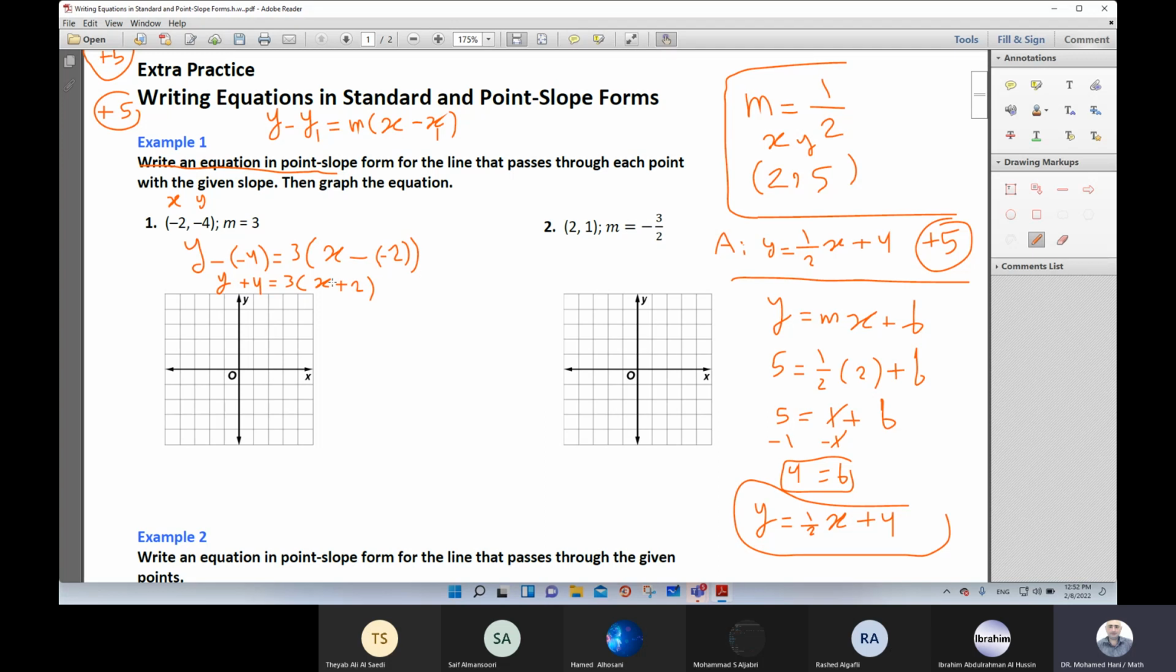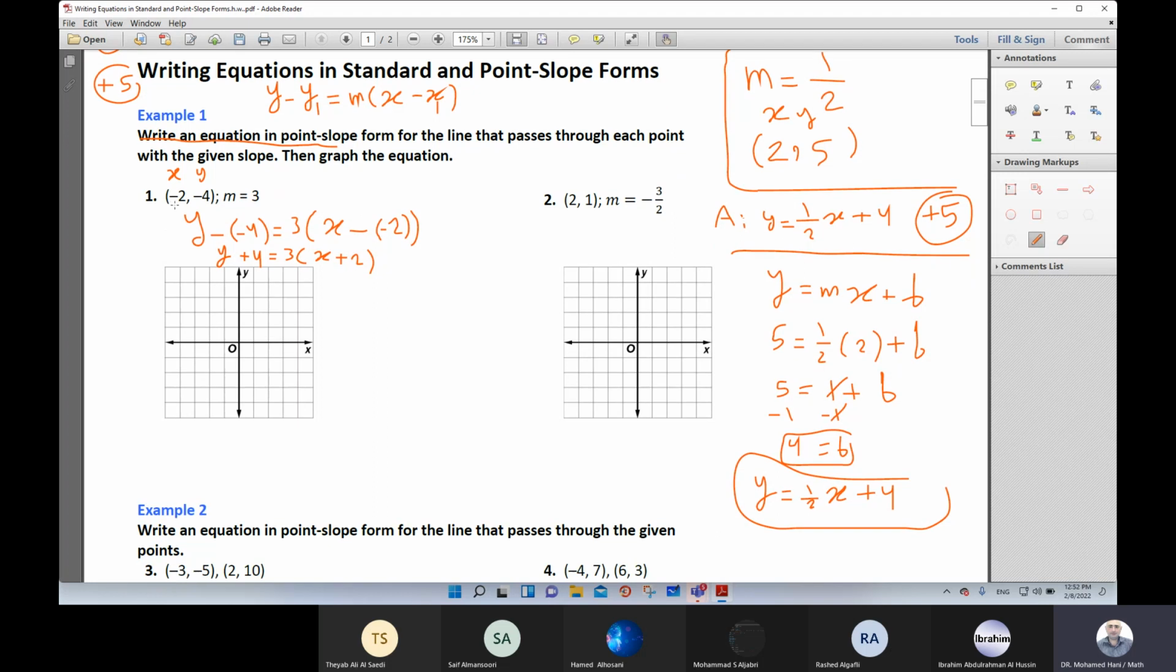Now we want to graph this equation. We want to graph this linear. Start from where? From the point. Represent the point. And we have here negative 2 in x. Where is negative 2 in x? Negative 1, negative 2. And negative 4 in y. Where is negative 4? This is negative 1, negative 2, negative 3, and negative 4. So the point will be here.